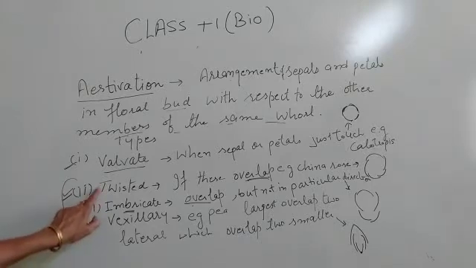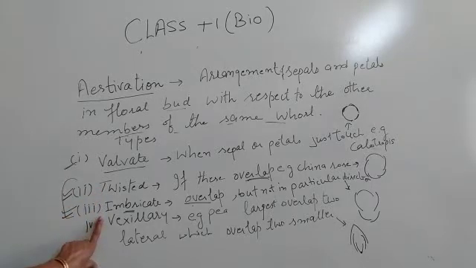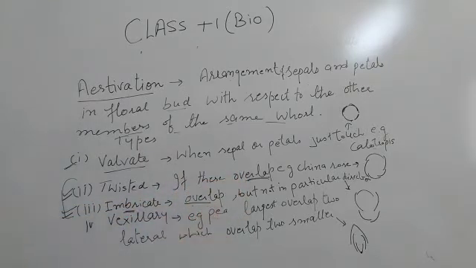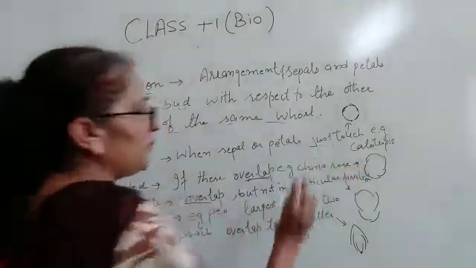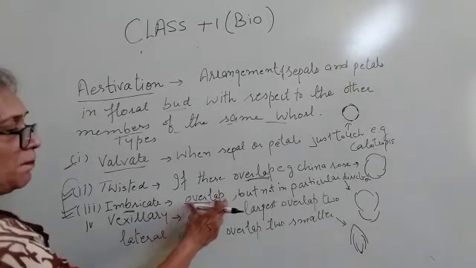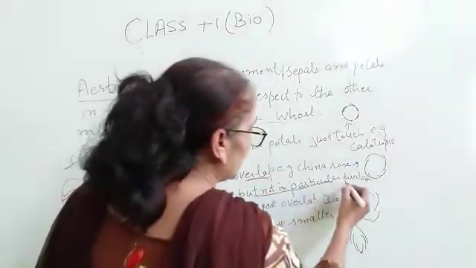Now, what is the difference between twisted and imbricate types of aestivation? Clear? These both are overlapped, but what is the difference? In twisted type, the overlap is in a particular plane or in a particular manner you can see. But in case of imbricate, the overlapping is there, but not in a particular direction.